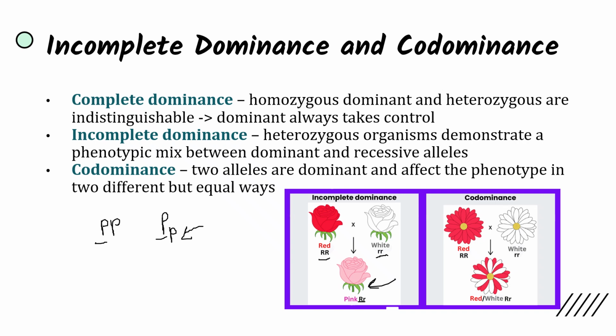There's also codominance, where we have this homozygous dominant red flower and homozygous recessive white flower. The alleles are expressing themselves in a heterozygous flower where some petals are red and some petals are white. So both alleles are dominant, so there's codominance, two dominant alleles, and they both affect the phenotype in different but equal ways. One does not have control over the other, like in complete dominance.